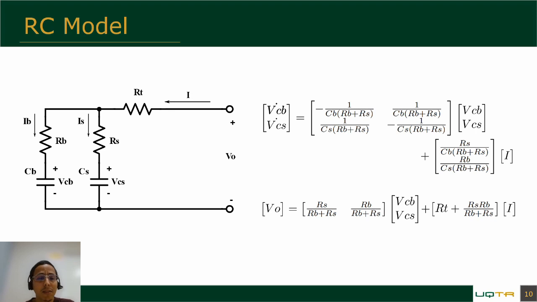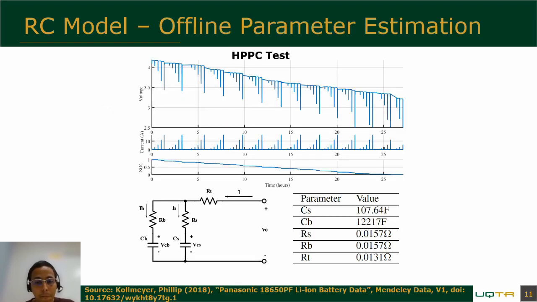The battery open circuit voltage was found by estimating the voltage across the bulk capacitor using a linear Kalman filter. Then, the state of charge can be estimated by using the open circuit voltage versus state of charge curve. The HPPC (hybrid pulse power characterization) test dataset provided by the University of Wisconsin-Madison was used to estimate the parameters of the RC model and also to validate the performance of the state of charge estimation methods.